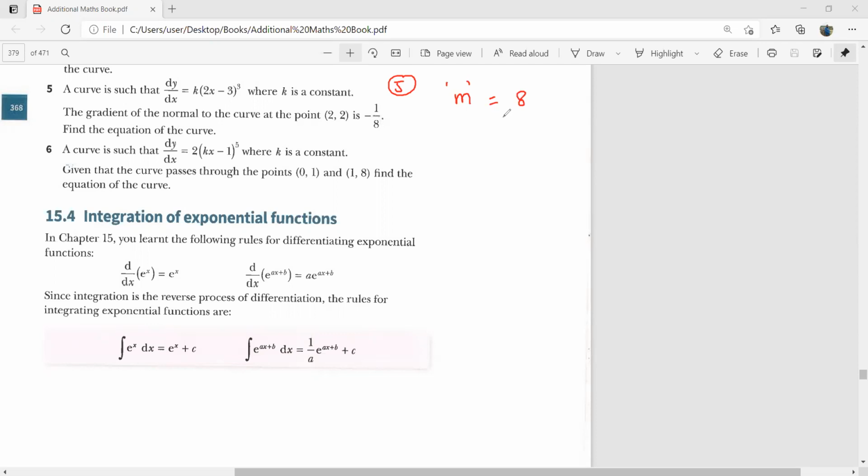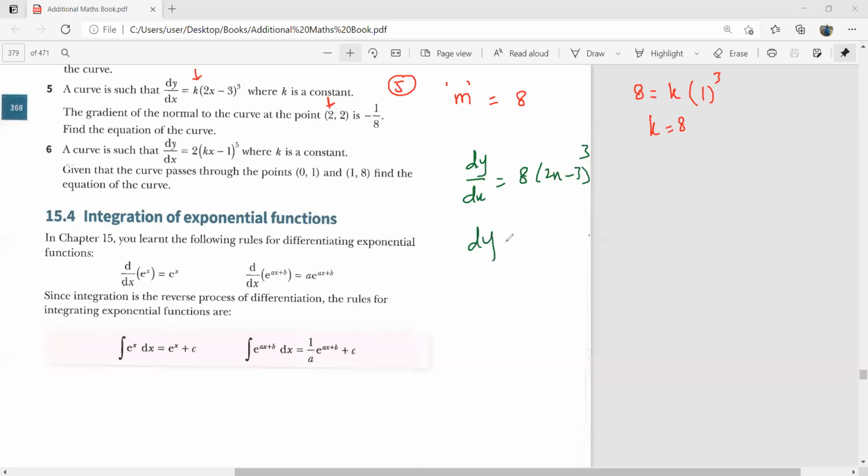So using this information, this time we can determine this k first of all. So I'll be writing this as dy by dx, instead I'll be writing 8, and that is k into, we have been given this x coordinate. I'm using this x coordinate 2 here. So 4 minus 3 is 1 cube. So your k is right away going to be equal to 8. So now we have got this dy by dx, that is going to be 8 into 2x minus 3 whole cube.